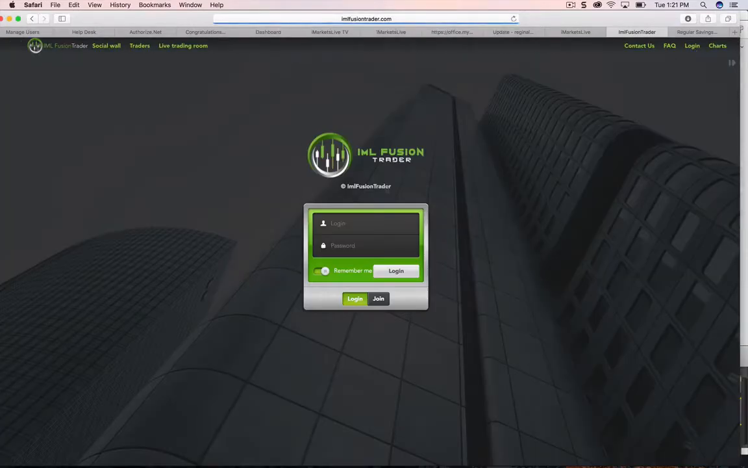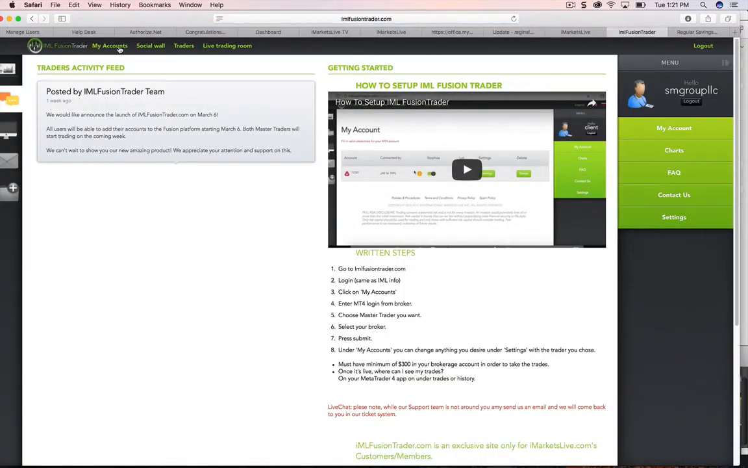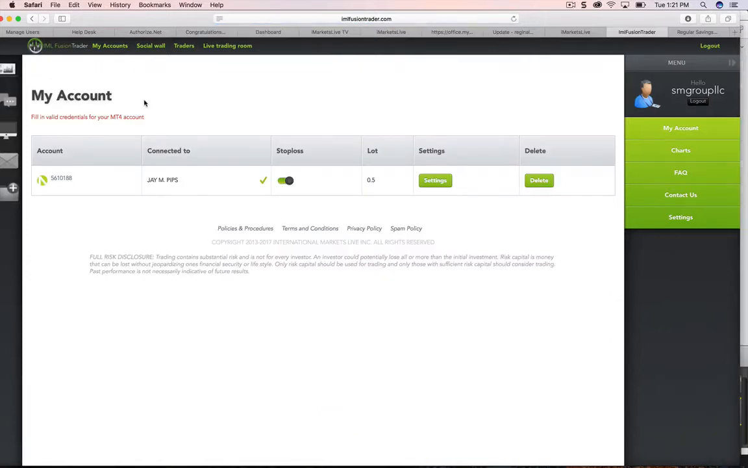Guys, I'm going to log in here and just show you this. All right. So basically, here's how it works. Without showing too much information, I can click on settings. So basically, I have my Oanda account, my broker account, connected here. I set my lot size, which is my risk, but you'll learn that in the training. And basically, it's completely hands off at that point.